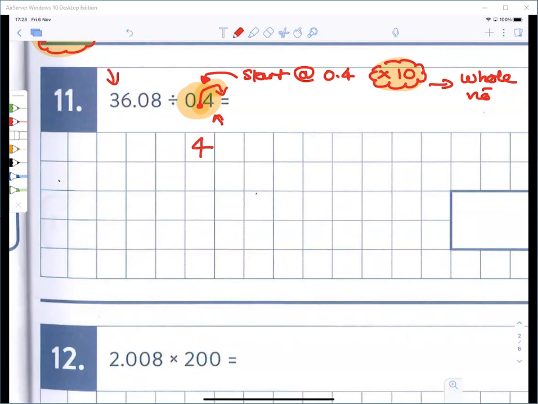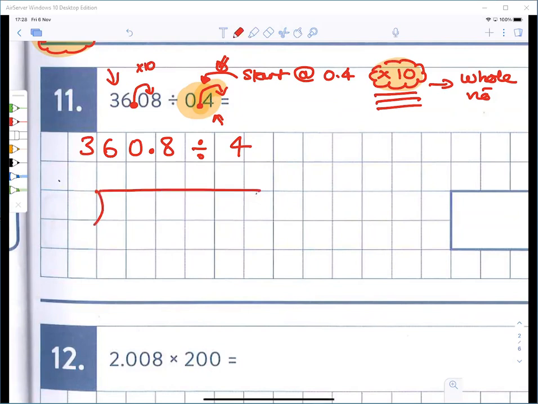Now, if you multiply this number by 10, what do we do to this number? You move it one place to the right. Okay, so what I want you to see is that we also multiply that by 10 as well. Yes, so we do the same to both numbers. So what's 36.08 times by 10? Is it 360.8? Yeah. 360.8. Let's make some more space. Right, so we've rewritten the question and we're now dividing by a whole number. So what goes outside the bus stop? What goes inside the bus stop?